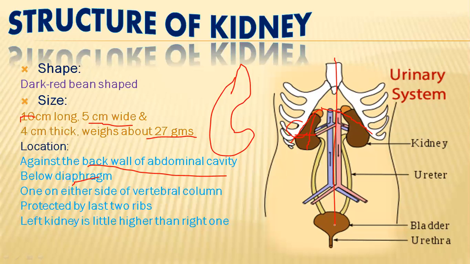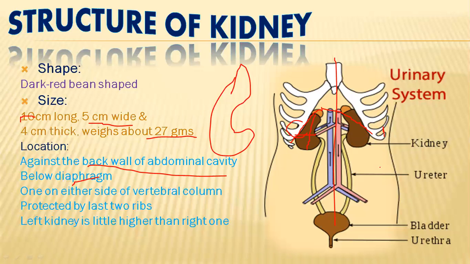They are protected by the last two ribs. These are the floating ribs. Actually, in this diagram they are a little bit higher, but these two floating ribs protect them against any shock. The left kidney is a little higher than the right one. That is due to the presence of what? Liver. Yes, the presence of the liver in the body.